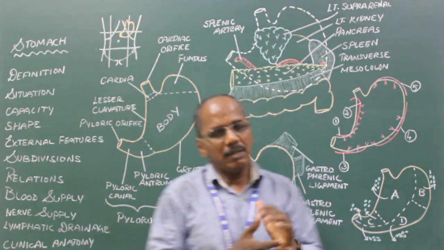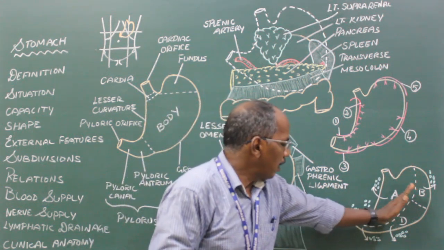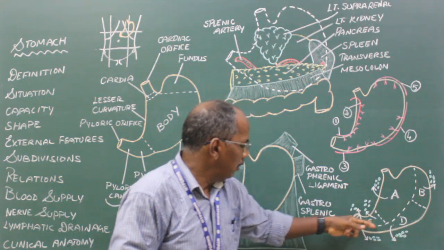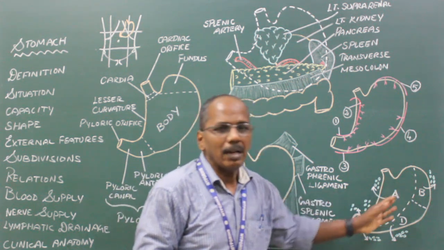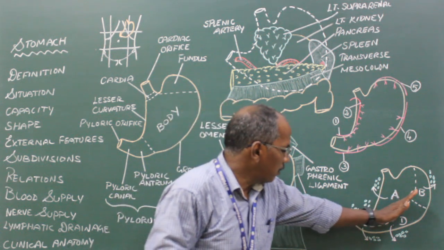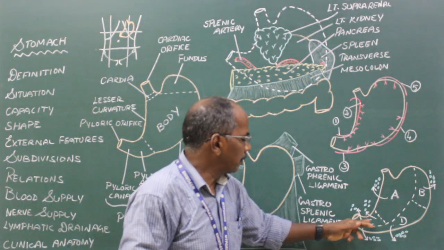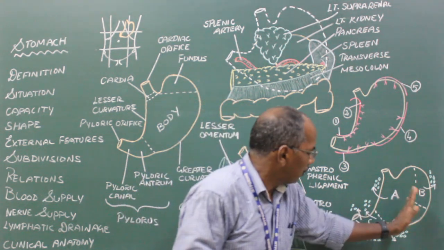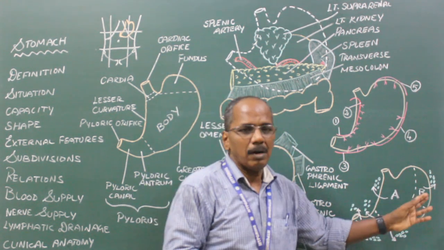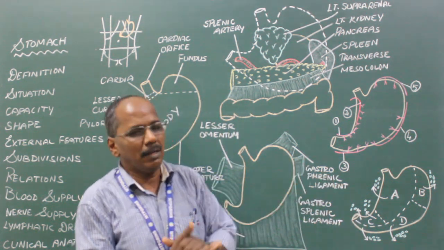Lymphatic drainage. The stomach is divided into right 2/3 and left 1/3 by a vertical line, by a line running along the long axis of the stomach. The right 2/3 in turn is divided into upper larger part and lower smaller part. The left 1/3 is again divided into upper smaller part and lower larger part, and they are marked as A, B and C and D area.